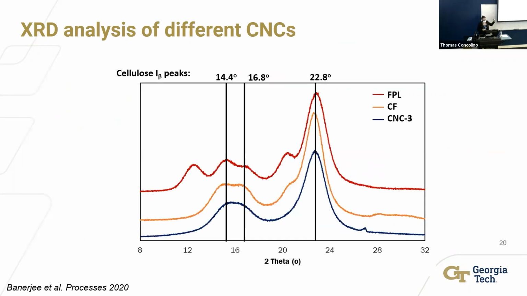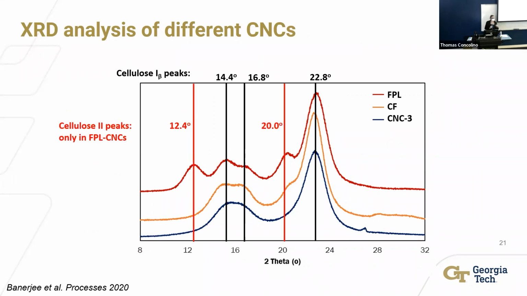So this is our XRD analysis of the different sources, because potentially also their crystalline form may play a role in which polymorphs are forming. So in this case, all 3 of our sources contain cellulose 1 beta peaks, but our FPL sources contain both cellulose 2 and cellulose 1 beta. And so we even have different crystal forms present for the cellulose itself, depending on which source we're using.